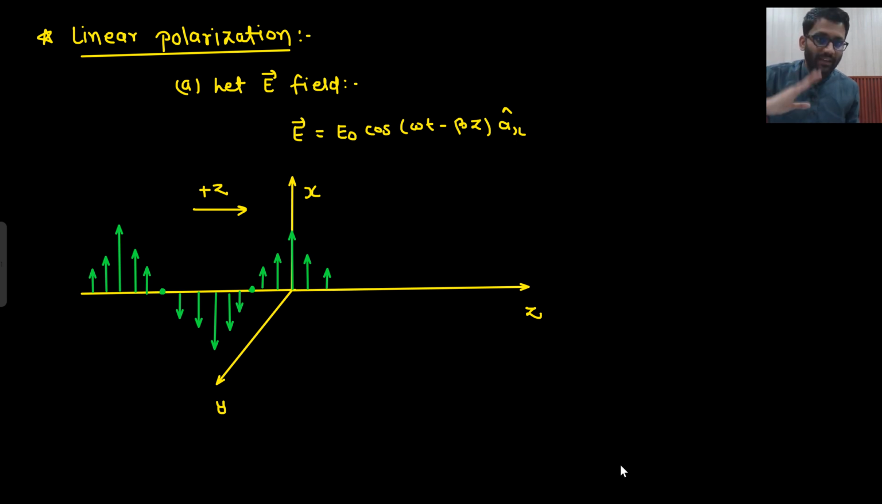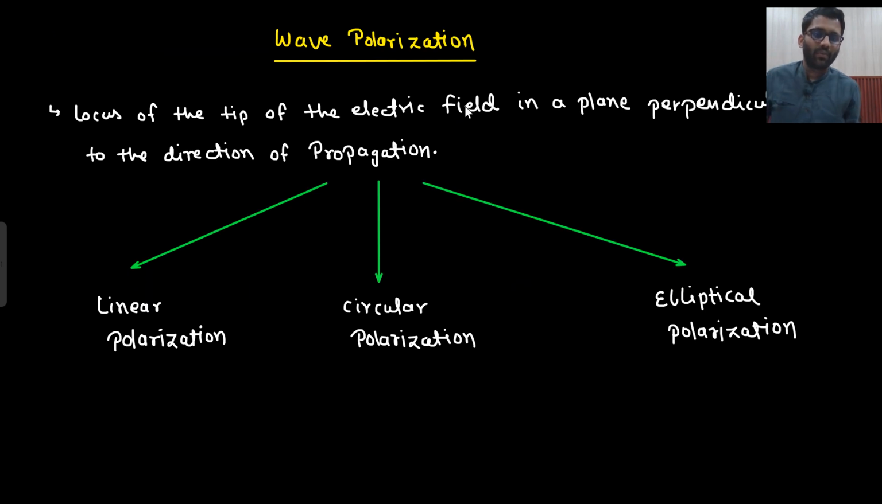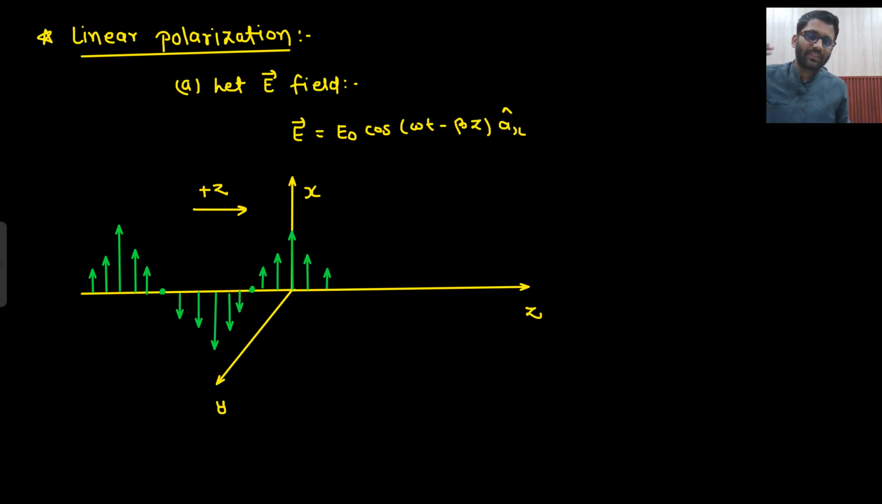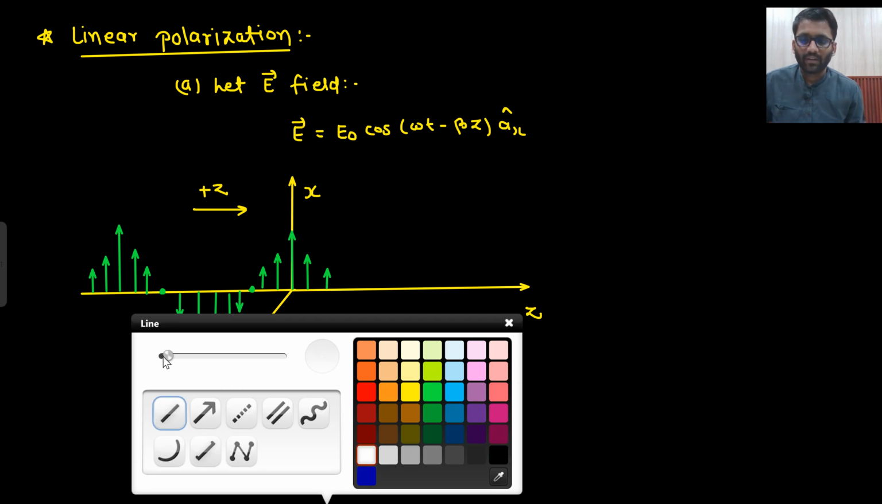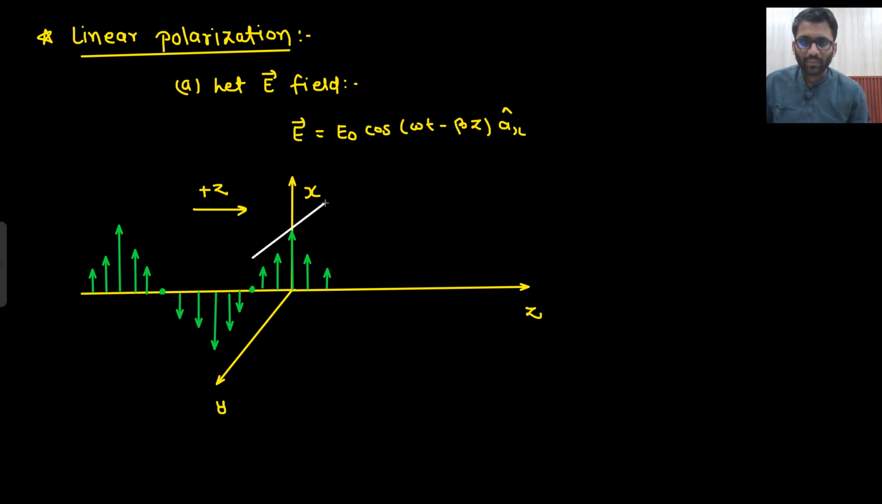Now, in the direction of propagation, we need to take a perpendicular plane. You see this line, the locus of a tip of the electric field in a plane perpendicular to the direction of propagation. So this is the direction of propagation. Now I need to take a perpendicular plane. So if this is the direction of propagation, then what will be my perpendicular plane? So this will be my perpendicular plane, right? This will be the perpendicular plane.